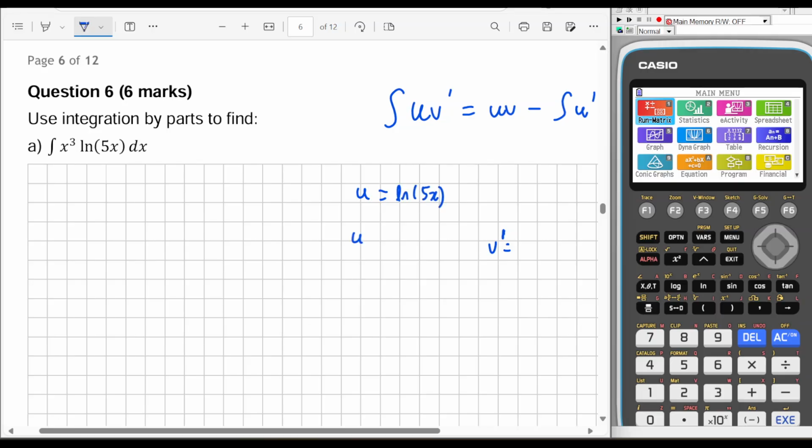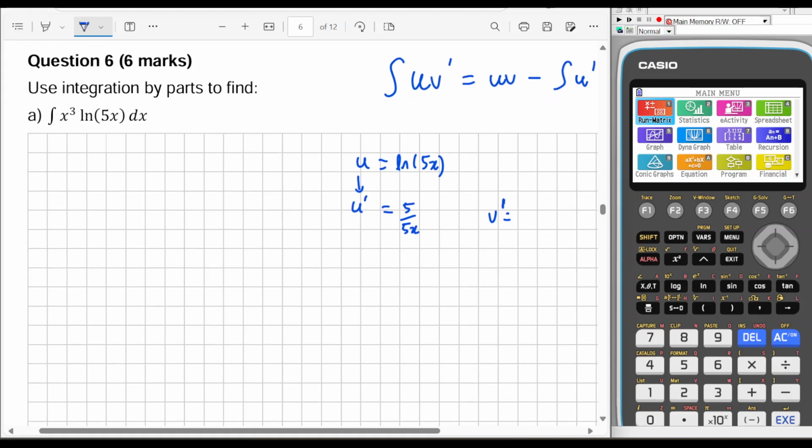And then u dash can be, well, it's 5 over 5x. So it's the derivative there. Yeah, so 5 on the top is the derivative, and then 5x on the bottom. The 5s will essentially cancel, so you get 1 over x for u dash. V dash is going to be x cubed. So v would be the integral of that, which is x to the 4 over 4.